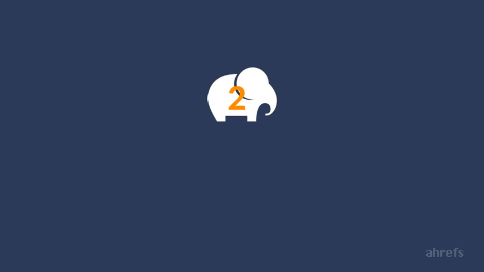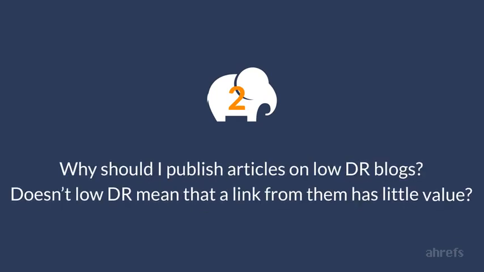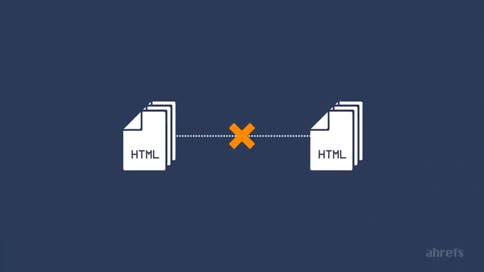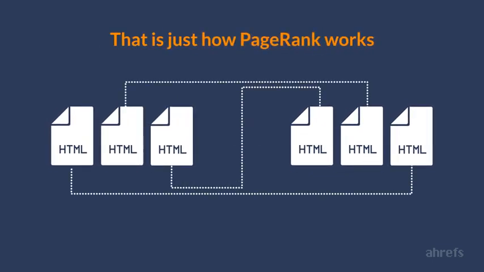Elephant number 2. Why should I publish articles at low DR blogs? Doesn't low DR mean that a link from them has little value? Technically, from Google's own perspective, you're not getting a backlink from a domain, you're getting a backlink from a specific page. That is just how their PageRank formula works.